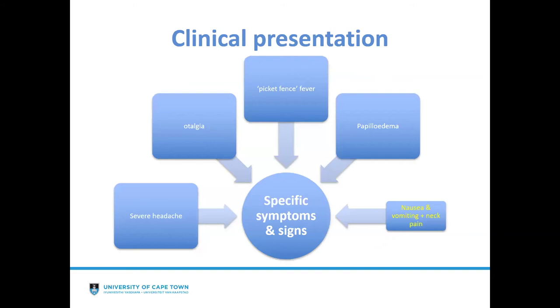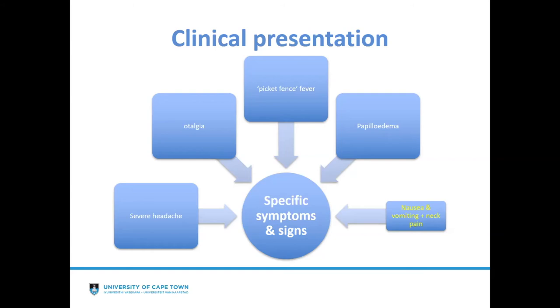The classic symptoms, in the pre-antibiotic era, the more specific symptoms of lateral sinus thrombosis were severe headache with otalgia, with a picket fence fever due to intermittent throwing of septic emboli from streptococcal sepsis, with papilledema. So those were the four classic or specific symptoms and signs of lateral sinus thrombosis. But this, of course, has changed due to the widespread use of antibiotics, as many times we see these patients after suboptimal treatment with antibiotics or even being commenced on antibiotics from the base hospital.